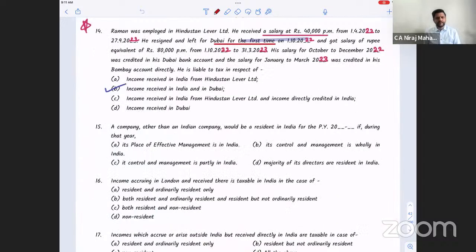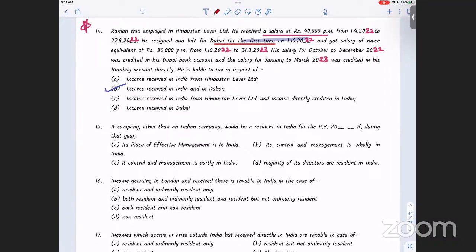Apart from that, there is something called Indian income and foreign income. Indian income means income which is received in India, or income which accrues in India, or both accruing as well as received. They are just called Indian income. And what do you mean by foreign income? Accrual as well as receipt outside India.